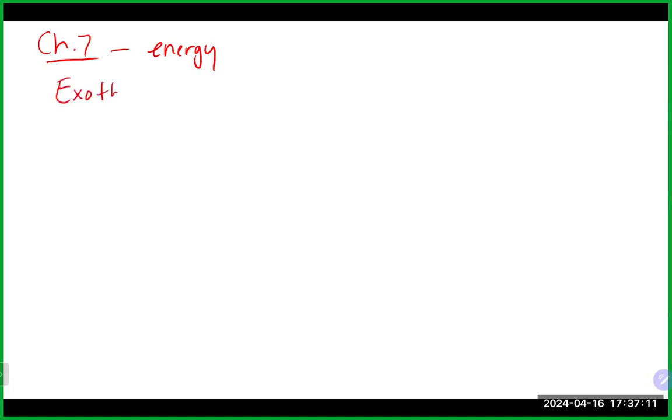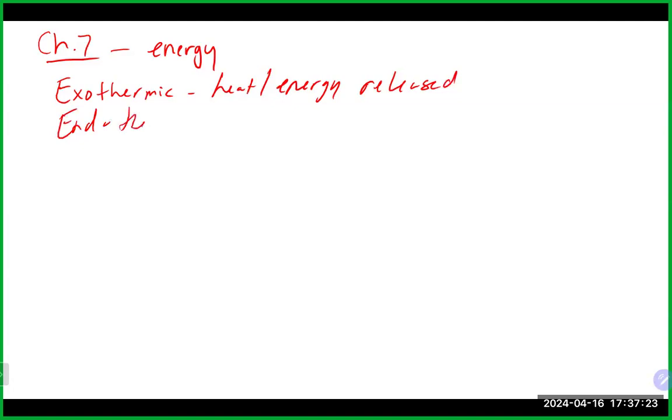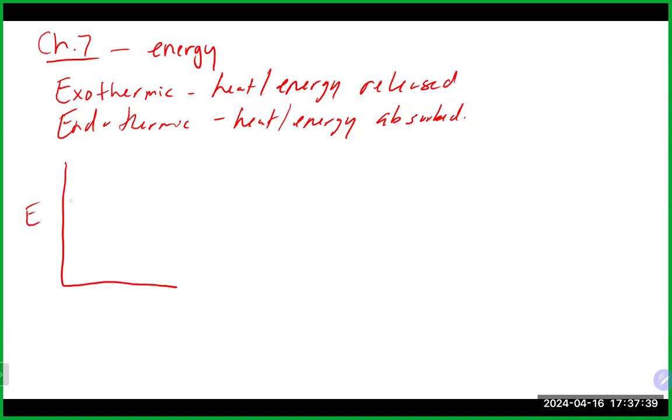Again, an exothermic type of process is where heat and energy is released. An endothermic type process is where we have heat and energy absorbed. I think we looked at some energy diagrams as well that represent each of these. And that's energy, reactants to our products.